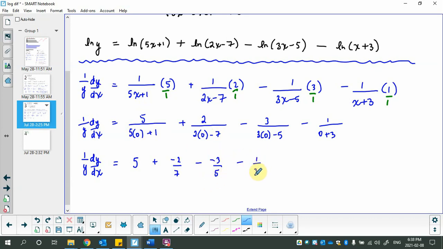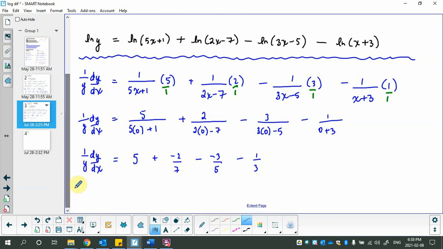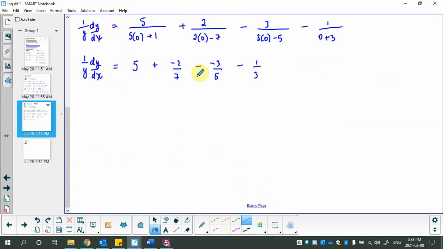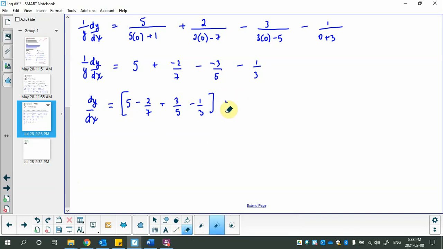minus 1 over 3. So if you want to, you can go absolutely crazy and get yourself a common denominator. If you don't want to, that's also okay. You could use your ABC button, assuming you have it. So I'd be doing 5 minus 2 over 7 plus 3 over 5 minus 1 over 3. Now, notice I lost the 1 over y, so I'm going to have to multiply by y. So before I just put a bracket around this and dump a y here like usual, I'm not going to dump a y there.